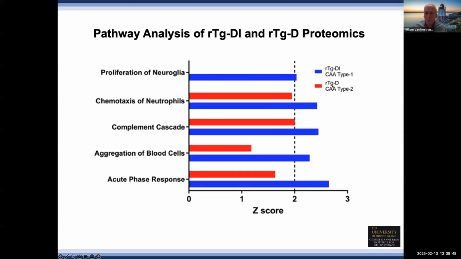If you remember back on one of the previous slides I showed you, the RTGDI rats have a very strong perivascular glial response, whereas RTGD don't. So this is actually very consistent with this pathway. Similarly, we see some of these other responses too. If you look at complement cascade, that appears to be somewhat activated in both. And this acute phase response is elevated, but not significantly, in the RTGD rats. But this is an acute phase inflammatory response, and we see that elevated here in RTGDI. So again, these are consistent with some of the pathology that we've characterized in each of these models.